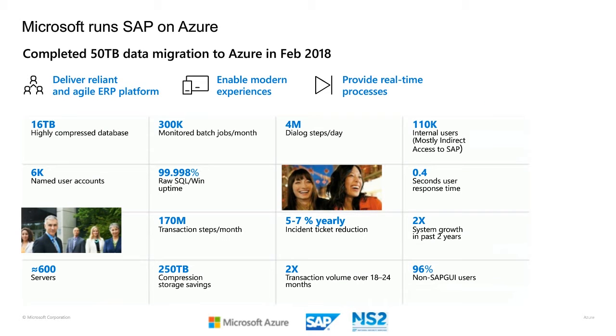Next, I want to take you through, just real quick, one of the key things to understand. Microsoft runs its own SAP infrastructure on Azure, and in fact, we just completed a massive migration of our own about a year ago. On this slide, you can see some of the vital statistics as well as the benefits achieved through this migration from on-premises hosting to cloud hosting on Azure. These benefits include improved performance and a reduction in operational costs and support challenges, all while the system continues to grow in size and in transaction volume.